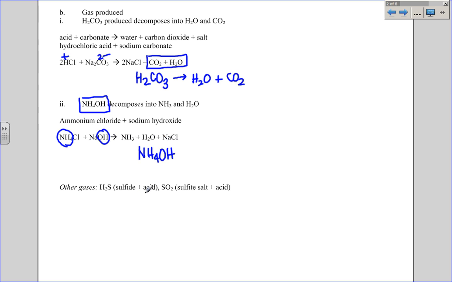Other gases that you might see being produced are hydrogen sulfide if you react an acid with a sulfide, or if you react a sulfite salt, so that's an SO3 salt, like sodium sulfite, with an acid, you would produce SO2. These ones will be less common, and the ones we should focus on at the moment are recognizing these two above.